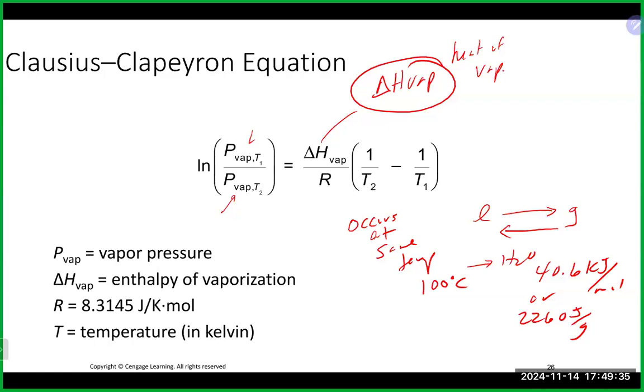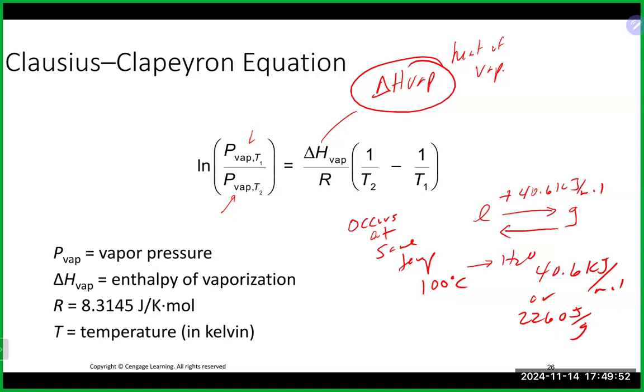If you're going from liquid to gas, you have to put energy in to do that, right? Like you're boiling some water for pasta, right? You put it in there, it starts to boil, you get steam. That is an endothermic process. It would be positive, say 40.6 kilojoules per mole.